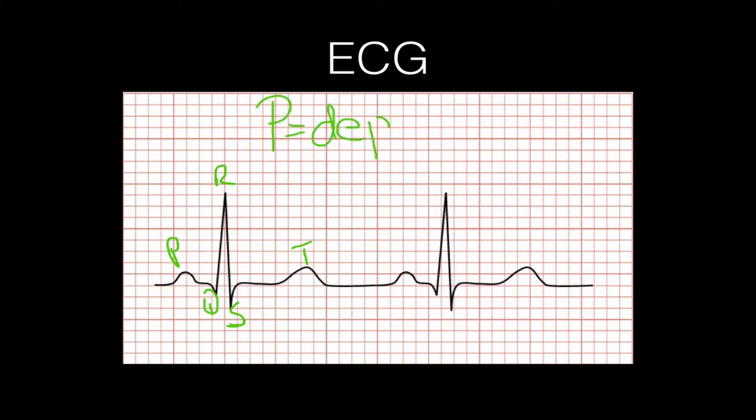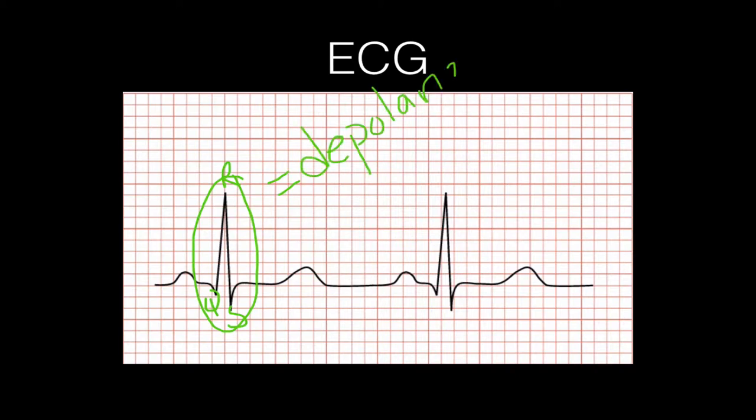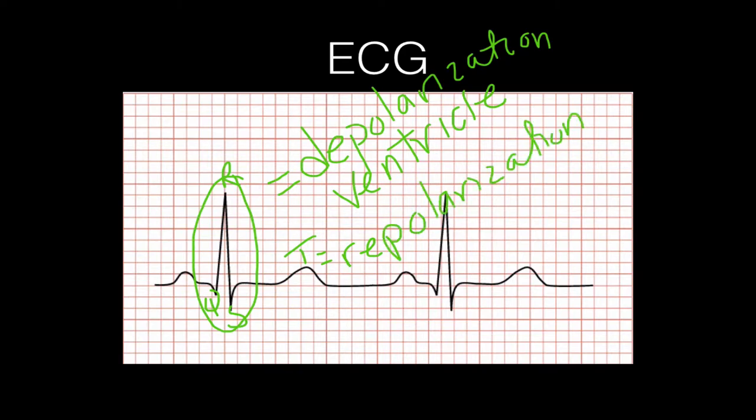The P is the depolarization of the atrium. The QRS complex is going to be the depolarization of the ventricle. And because the ventricle has a much stronger contraction, there's going to be a much bigger wave. And then the T wave is going to be the repolarization of that ventricle.